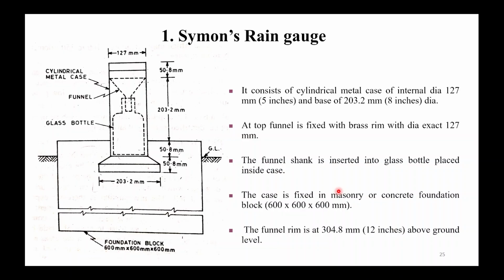In the next video, we will discuss the automatic or self-recording rain gauges. Okay, there are three types in that also. So we'll see their construction and how they can be updated. What is the manual operation required in those?